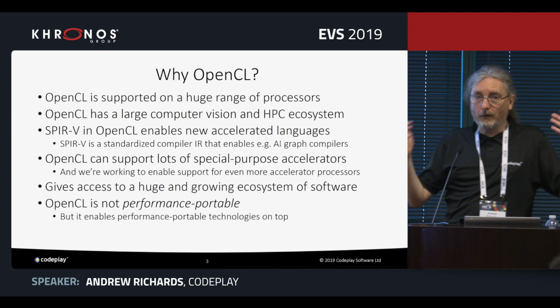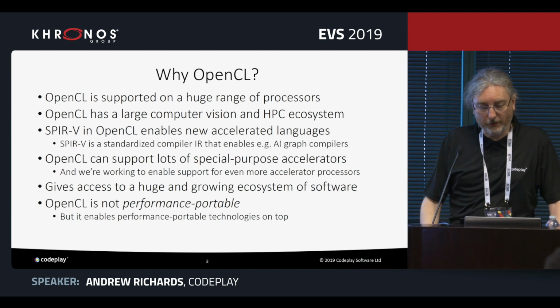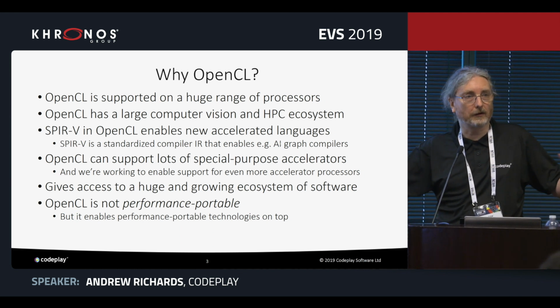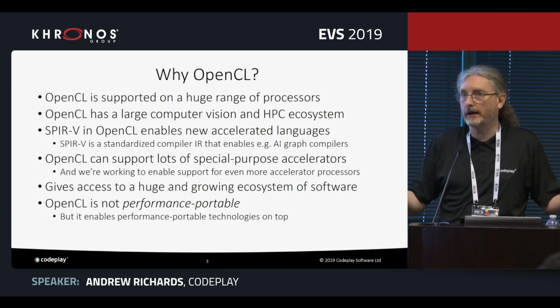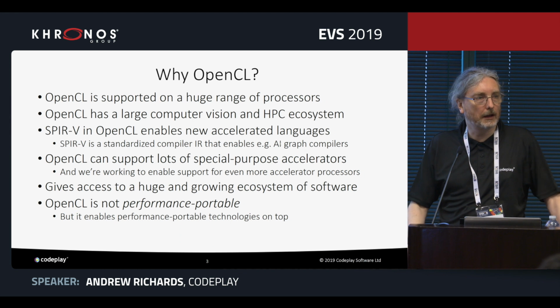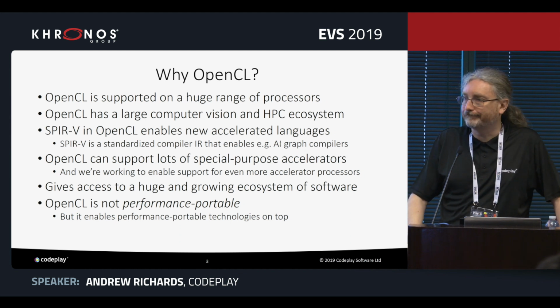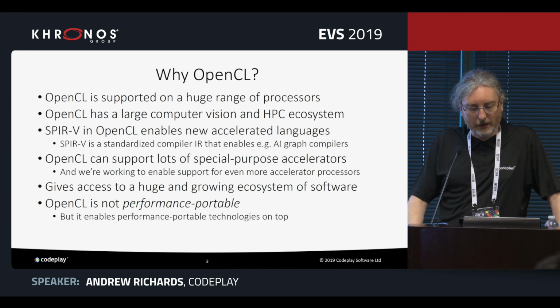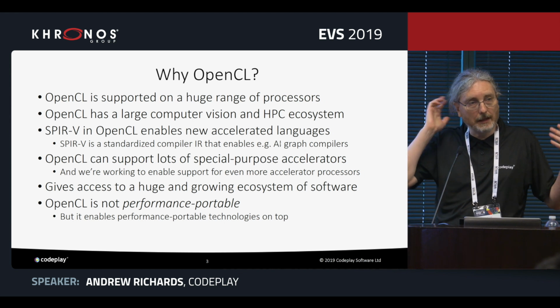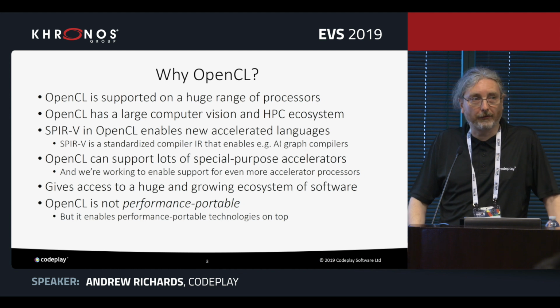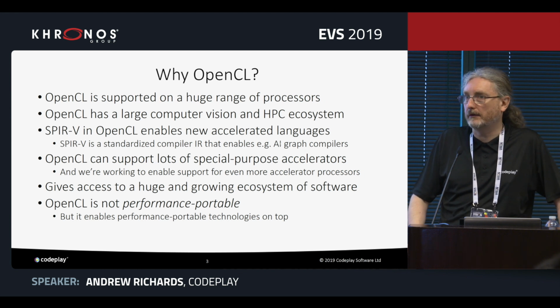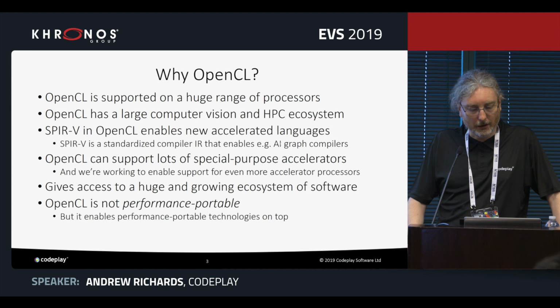So why OpenCL, and why did we build our system on top of OpenCL? OpenCL is supported on a huge range of processors. So if you build your software for OpenCL, you're going to be able to run it on a lot of processors. It's quite highly adopted by processor vendors. It has a large computer vision and HPC ecosystem. Maybe not as big as CUDA, but I think often you can be surprised at how big it is when you actually go and measure it. It's pretty big. There's a lot of software out there written in OpenCL that will do a lot of different things.